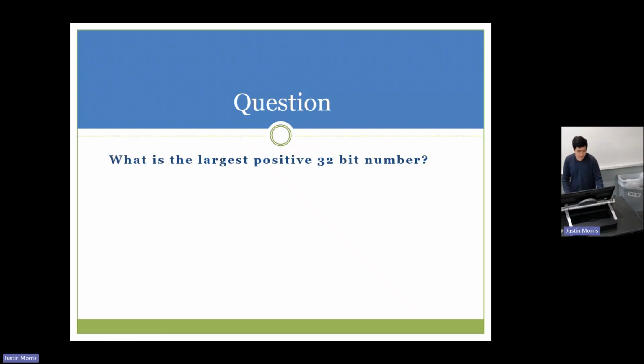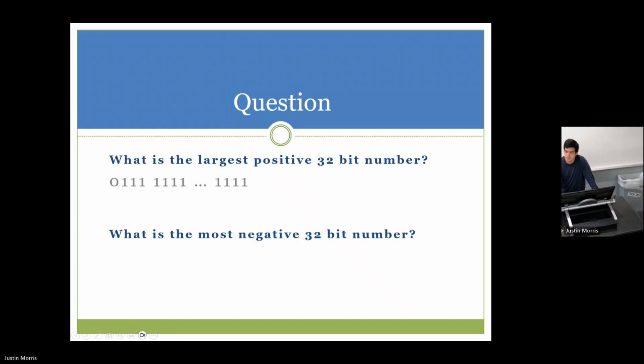All right. So the question is, what is the largest positive 32-bit number in 2's complement? You can give this to me as just 2 to the 31 minus 1. Yes. And then the representation is just a 0 up front, then all ones.